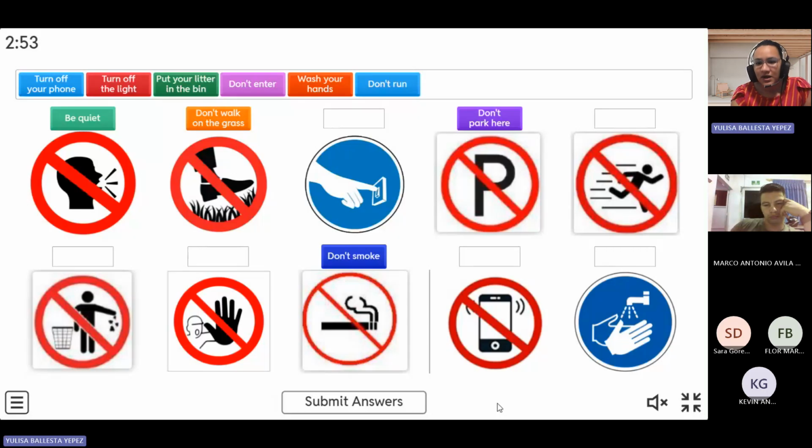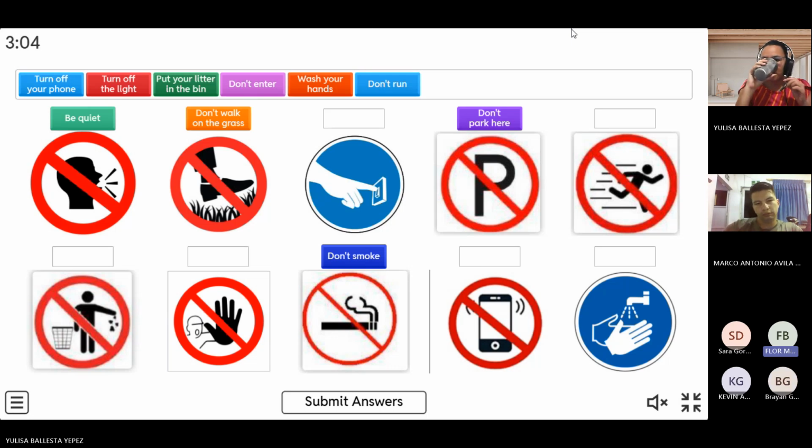Okay, that's true. But in the park, yes, it could be. But in places that are not public, for example, when you go to a different country and you see a house that says don't walk on the grass, maybe it could be, because some people like privacy. Okay, Flor, choose another one and one phrase, please. Then, teacher, wash your hands.